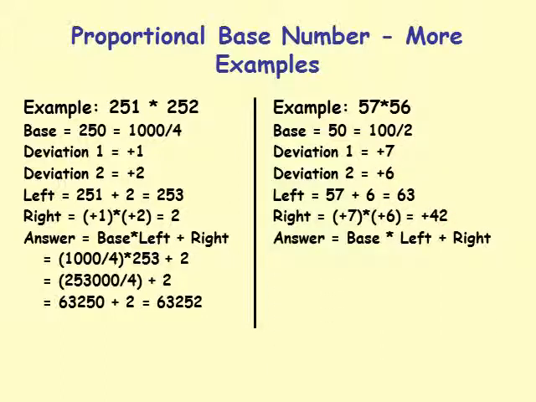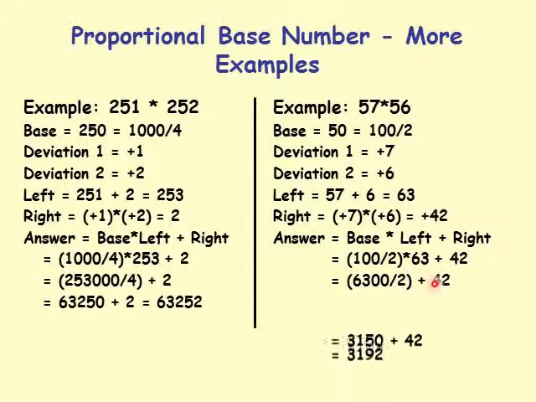Now the answer is base times left plus right. So on the left is 63. 63 times 100 divided by 2 plus 42. That's 6300 divided by 2 plus 42, which is 3150 plus 42, which is 3192. I went through so many steps here, and with practice you should be able to do this mentally and skip most of the steps.